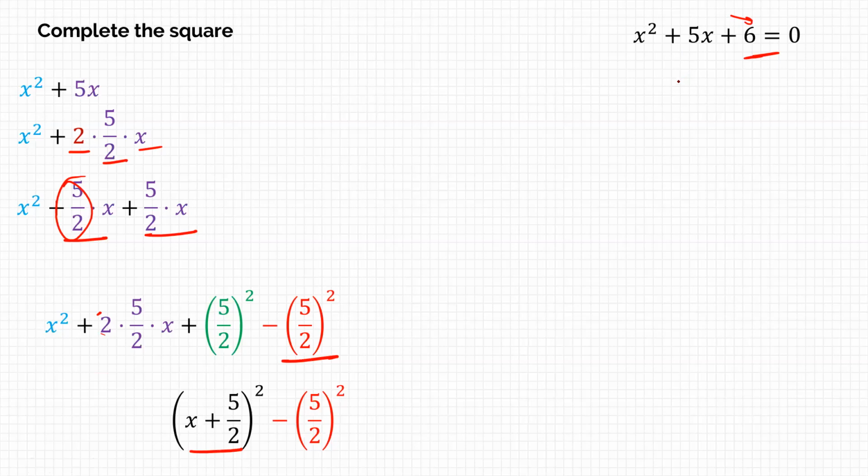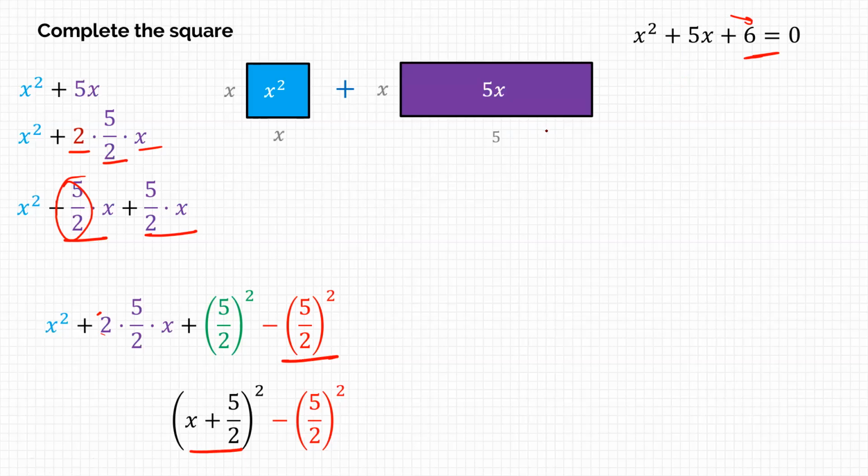But as the visual part is done, you guys know this part. The x squared can be represented as x into x, and 5x can be written as 5 into x. Fine with this? Everybody fine with this part? I'm doing a visual of it.